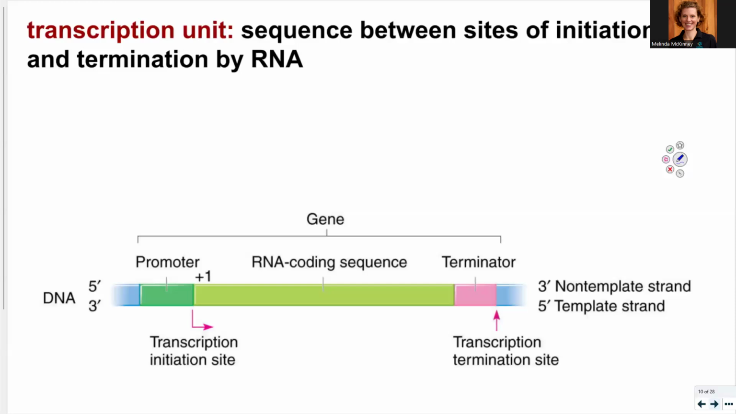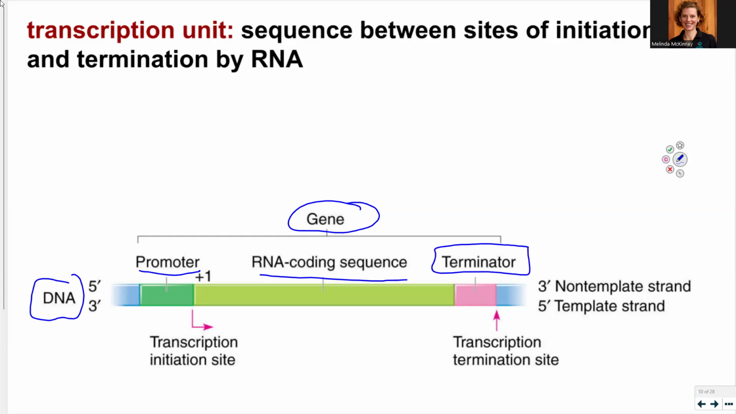So the transcription unit is the sequence between the initiation and termination sites. And so you can see here, the whole thing is the gene. You've got a promoter region. This is my DNA down here, right? You've got the coding sequence for the protein, and then you've got your terminator region.